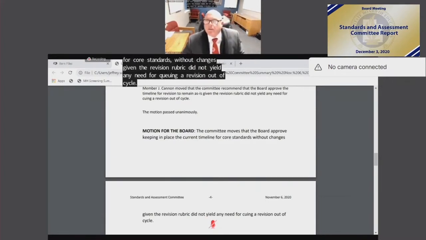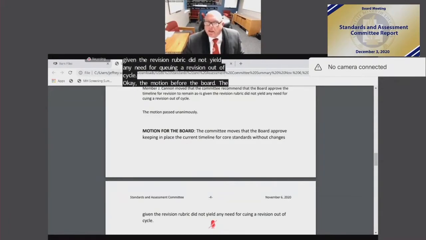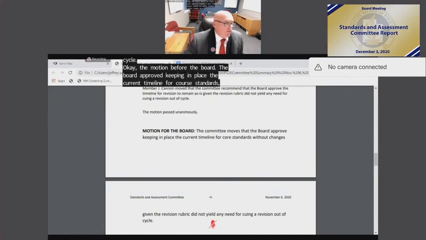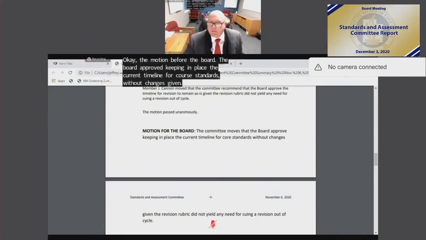Discussion to the motion. Seeing none, board members, please vote.